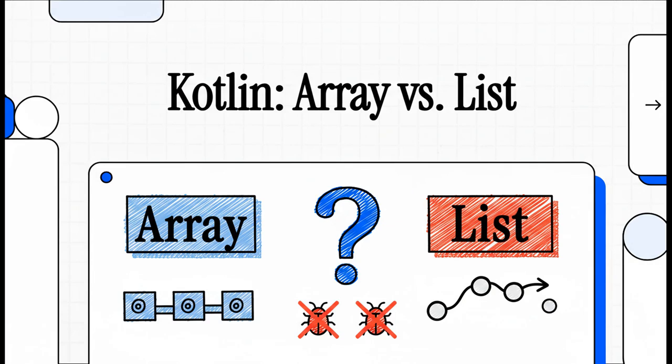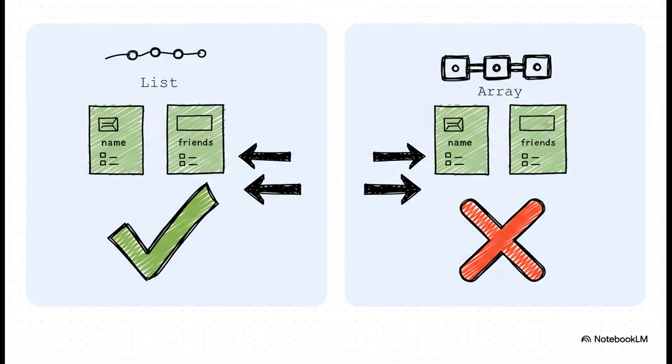All right, let's talk about something in Kotlin that trips up, well, just about everyone at some point. When you're building a data class, should you be using an array or a list? It seems like such a tiny detail, but trust me, getting this wrong can lead to some of the most confusing and hard to find bugs. So let's just jump right into the mystery.